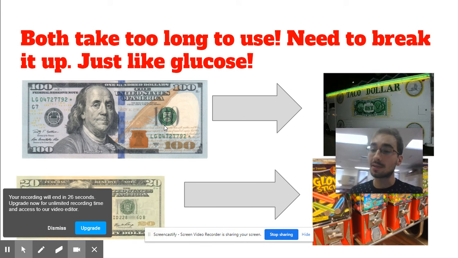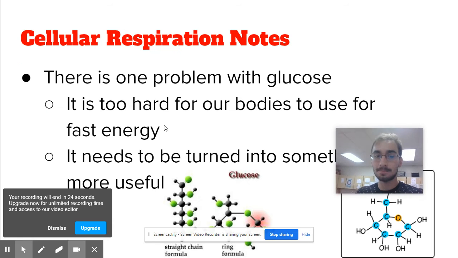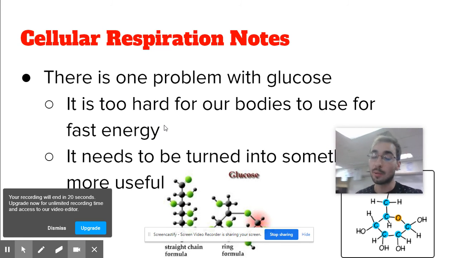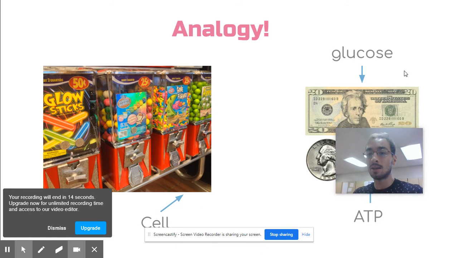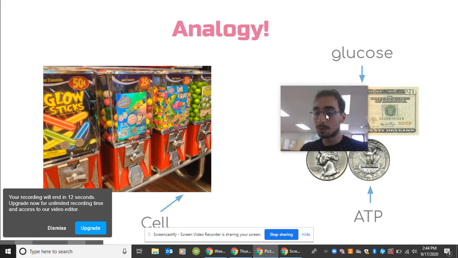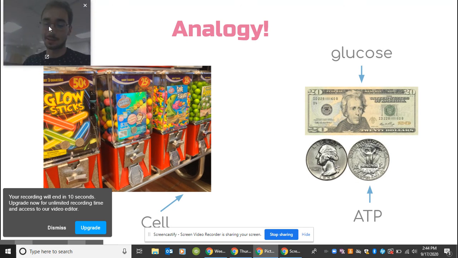And it's just like glucose and ATP. So glucose takes too long for our bodies to use. We want fast energy. So we turn it into ATP. It's just like glucose. Glucose is the dollar bill. Quarters are the ATP. That's fast energy.